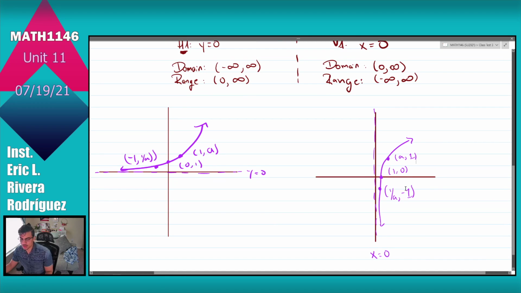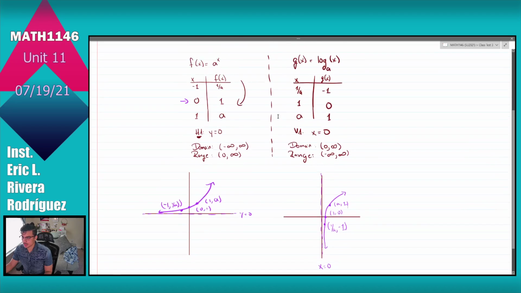So the drawing is not perfect, it's just a representation. What we are seeing here is the shape of the parent function. Okay, exponential on the left, logarithmic function on the right. Any questions?